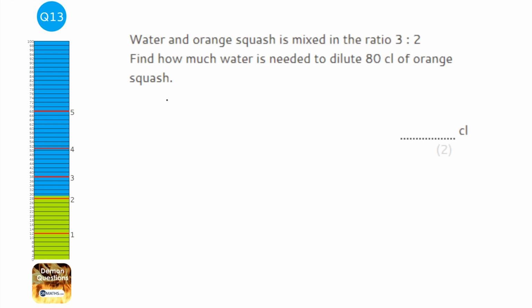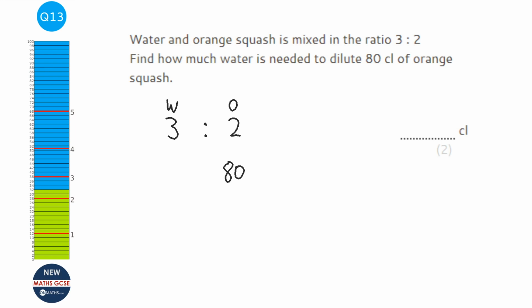Okay, so we have water and we have orange squash, and we need 3 parts water to 2 parts orange squash. It seems quite a rich drink to me, but anyway. And it says find out how much water is needed to dilute 80 centilitres of orange squash.